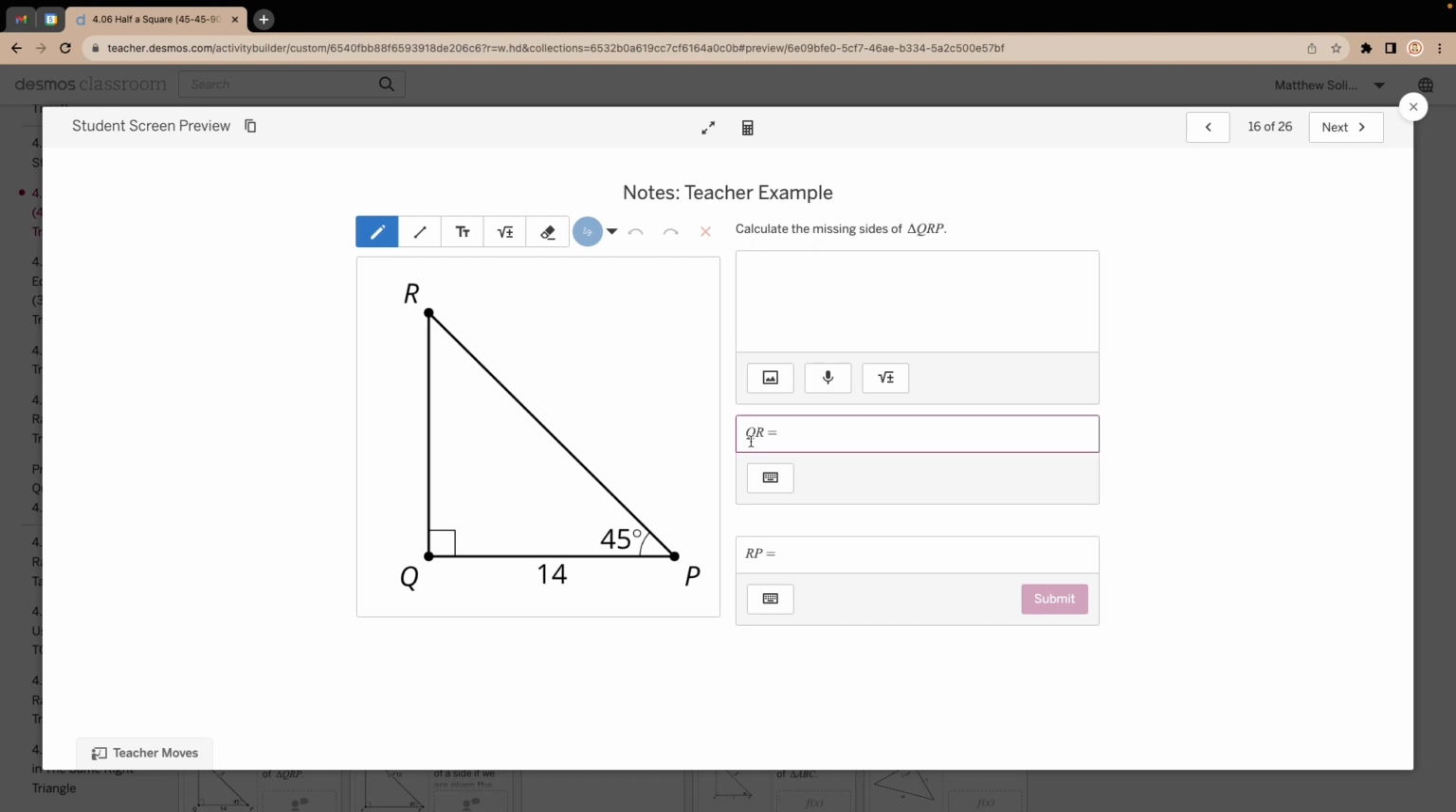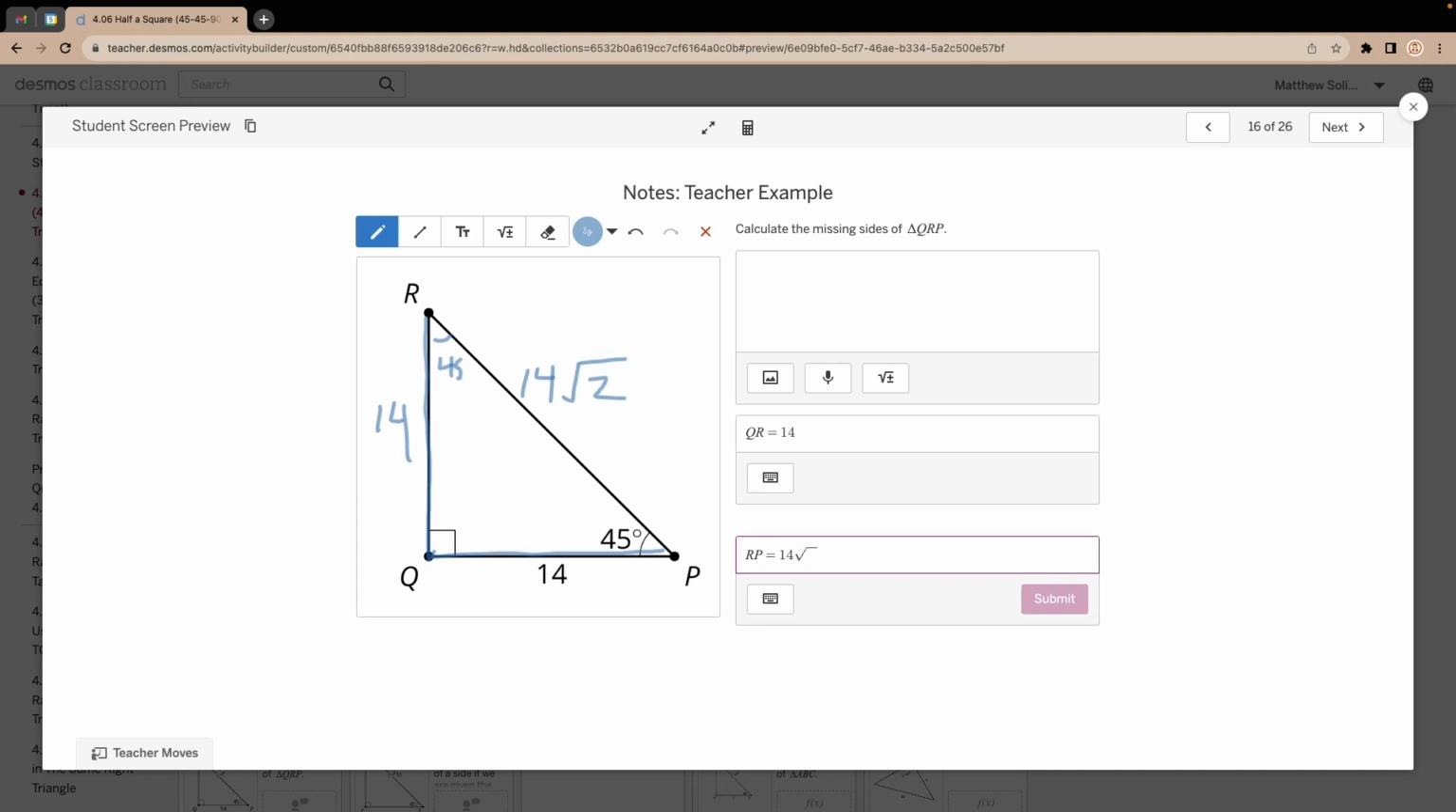So let's calculate the missing sides here. This leg has got to be equal to this leg because two angles are equal, so two sides are equal, and it's the legs that are equal. So this is going to be 14. Pretty easy. QR is 14. Now this is the side times square root of 2. Remember, it was the side times square root of 2. Well, the sides are 14. So this missing side is just 14 square root of 2. That's it.